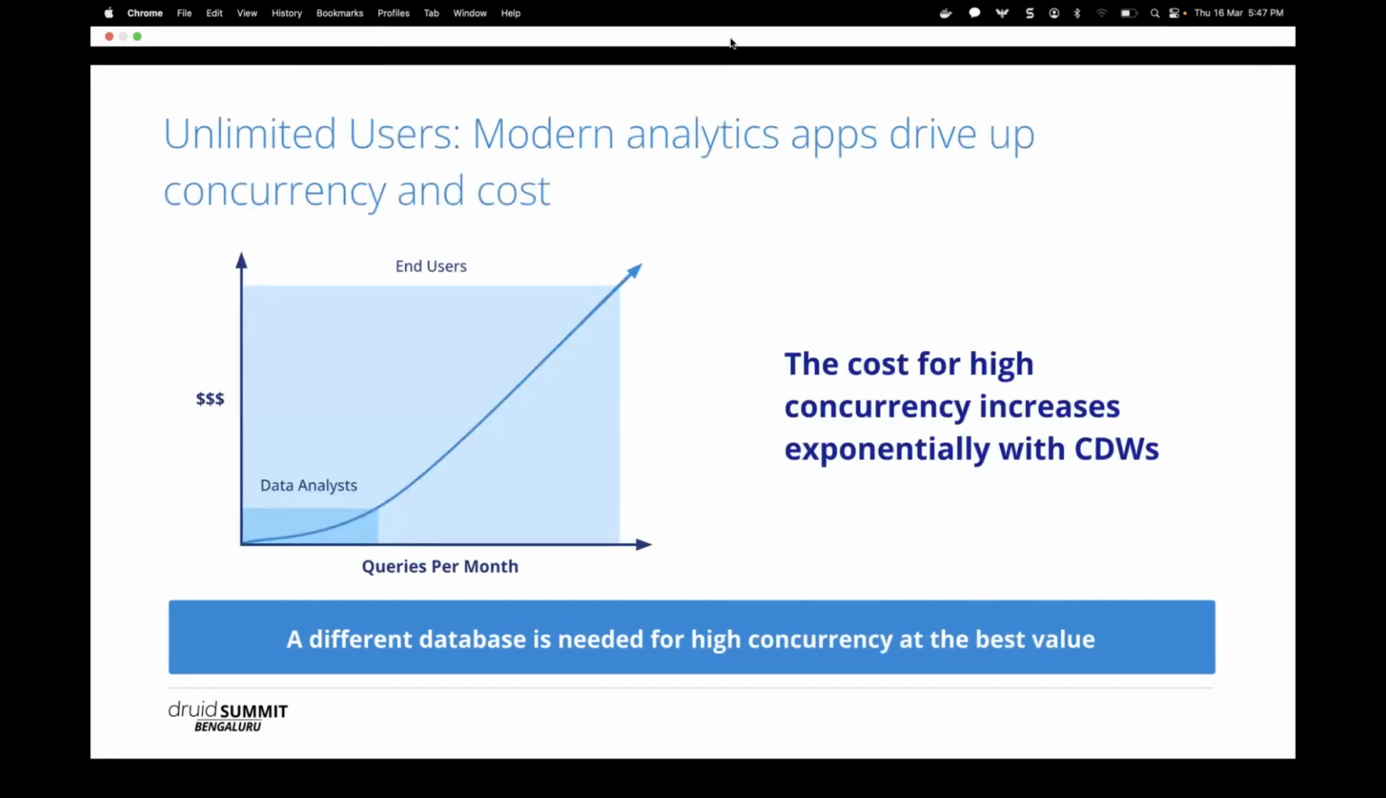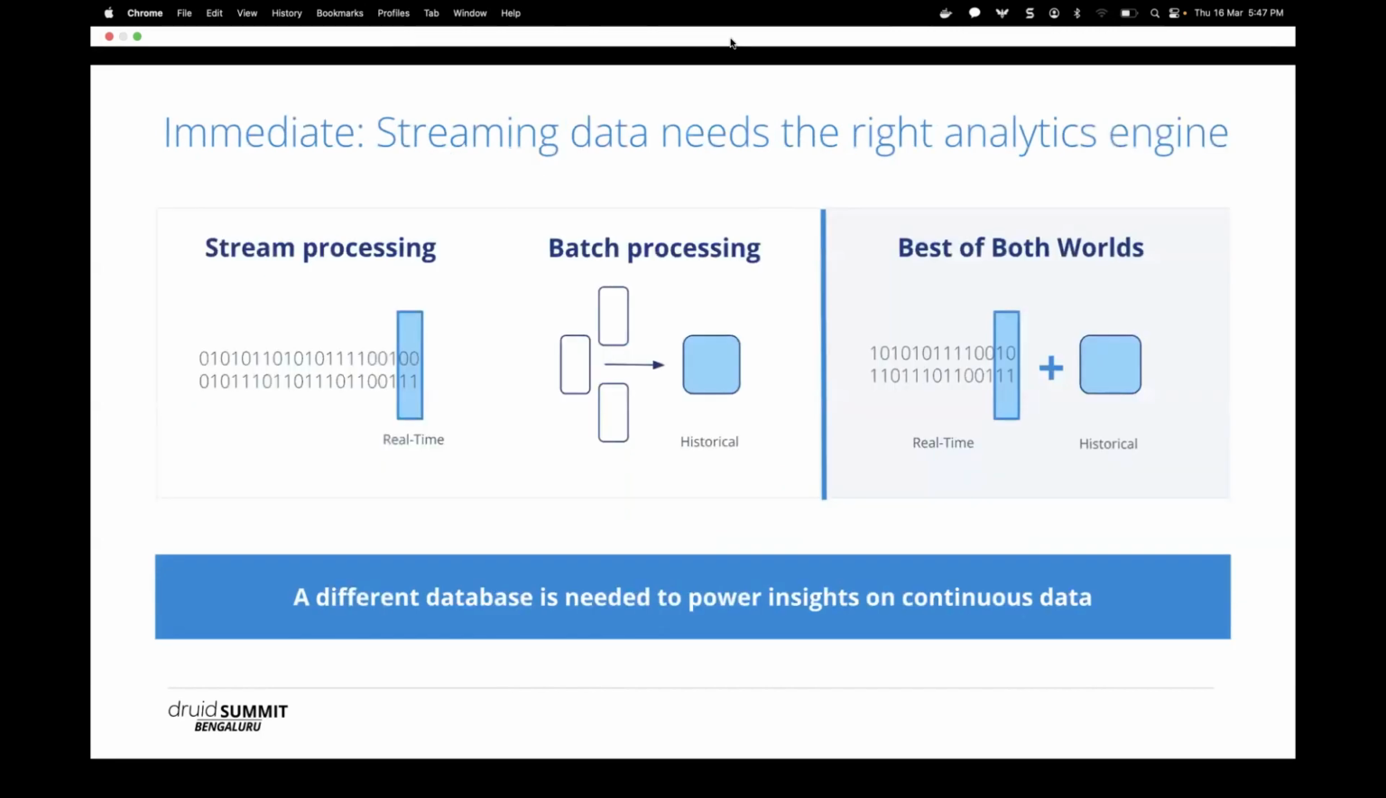Now, with the cloud data warehouses, there is a lot of excitement about separation of compute and storage. But the problem is when you have extremely high concurrencies, your cost really increases a lot when you try to separate compute and storage, and you need a different approach, and that's where Druid comes in.